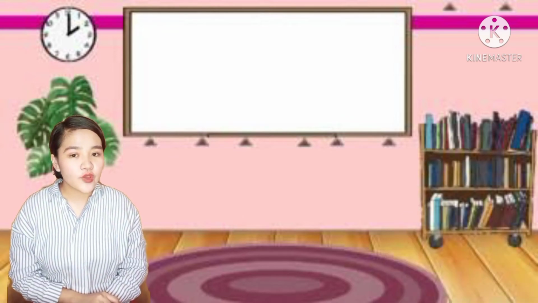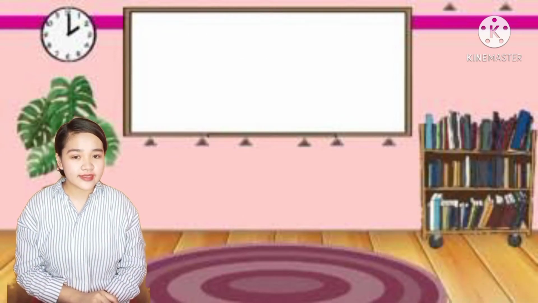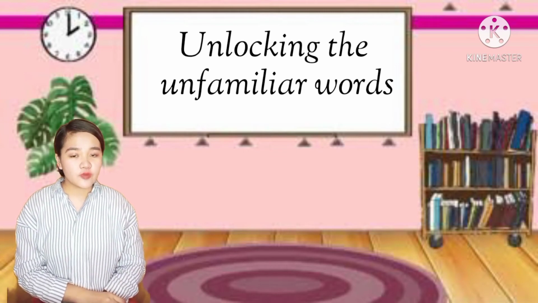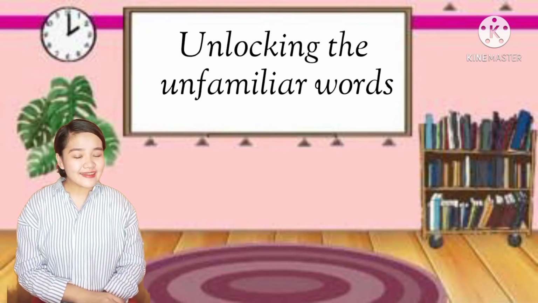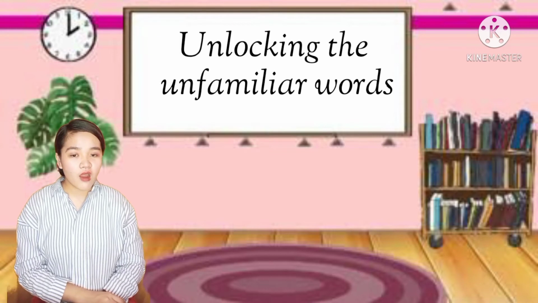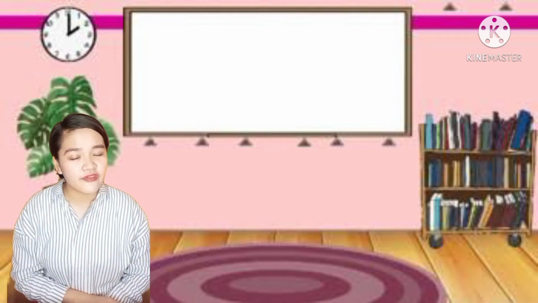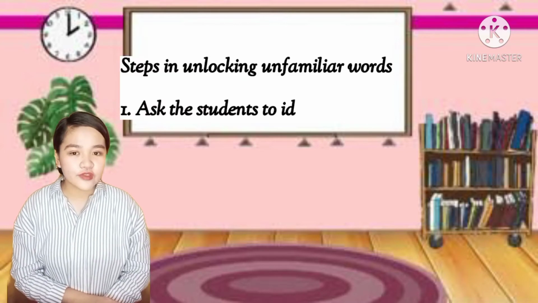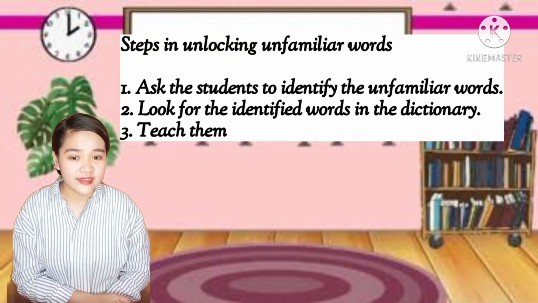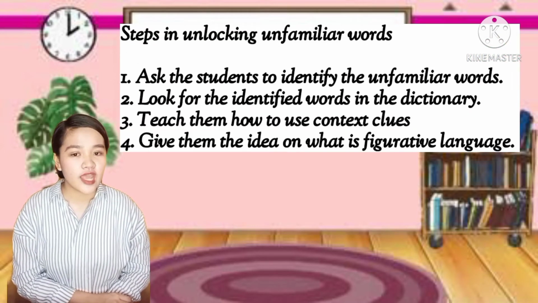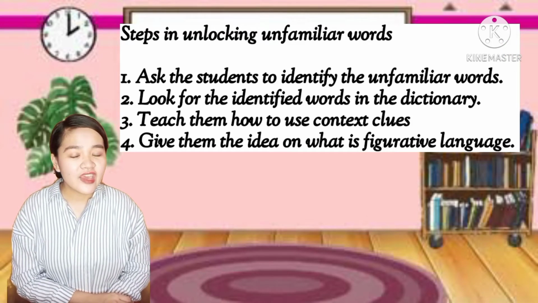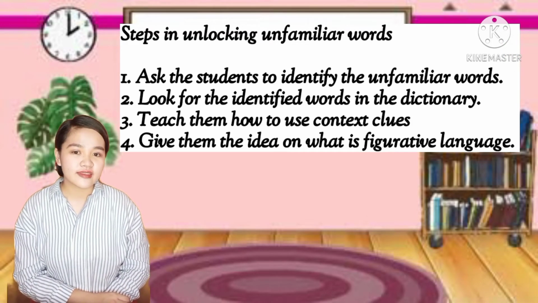Our next strategy is what we call unlocking the unfamiliar words. Every word in the poem is meant to be there. If our students are having a hard time understanding the whole meaning of the text, we can ask them to identify the unfamiliar words and afterwards look for the meaning in the dictionary. We can also teach them how to use context clues and give them an idea about figurative language.